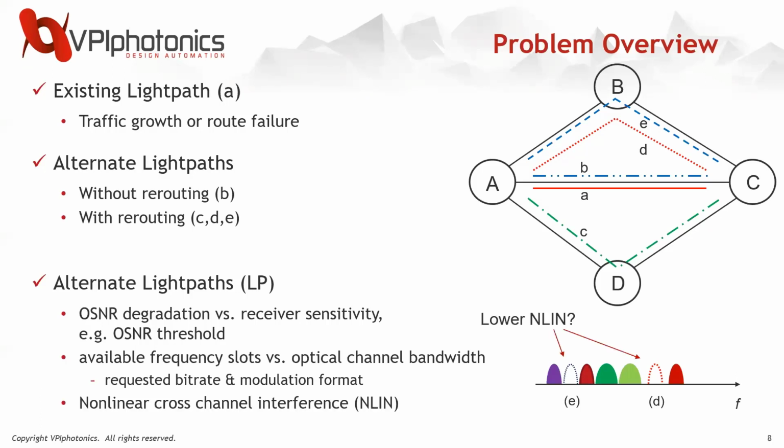And finally, the impact of cross-channel interference needs to be considered. Since optical channels are placed closely in FlexGrid networks, the impact of nonlinear noise on quality of service is essential.